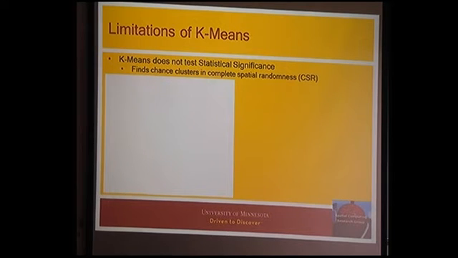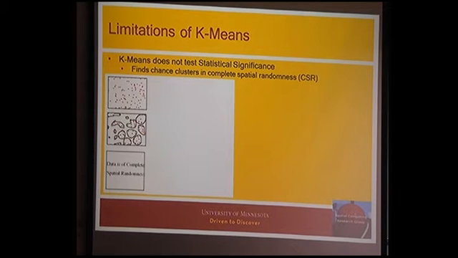So let's try to see if I throw k-means at a data set which I know is random. Okay, so this is complete spatial randomness, but k-means would still give you some partitioning, right? Whereas in spatial statistics, I want to say, look, whatever you did was not very meaningful, right? It was just by chance.